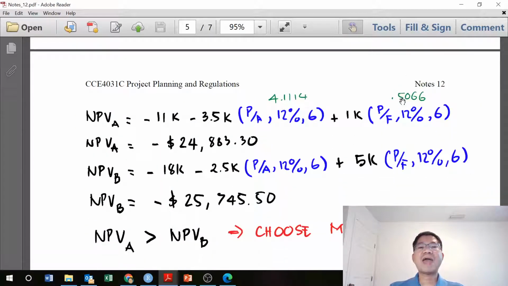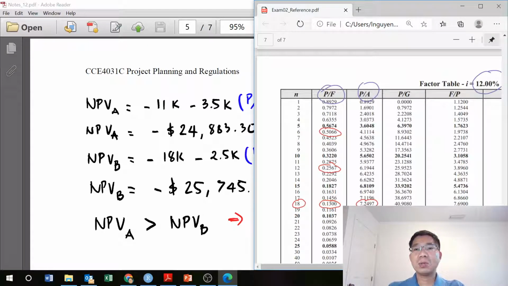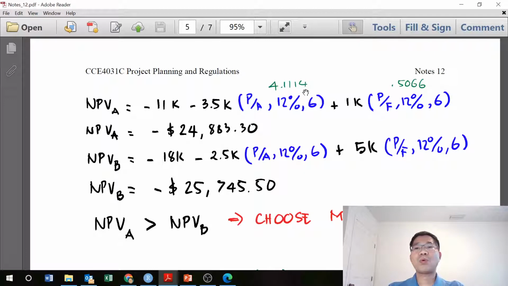And you just find out the NPV for each of them. And of course, P over A 12%, 6. You go to the table P over A, 12%, 6, which is 4.114. So that's why you have 4.114. This one we have from before in part A, so you have 0.5066. You get negative 24,883.